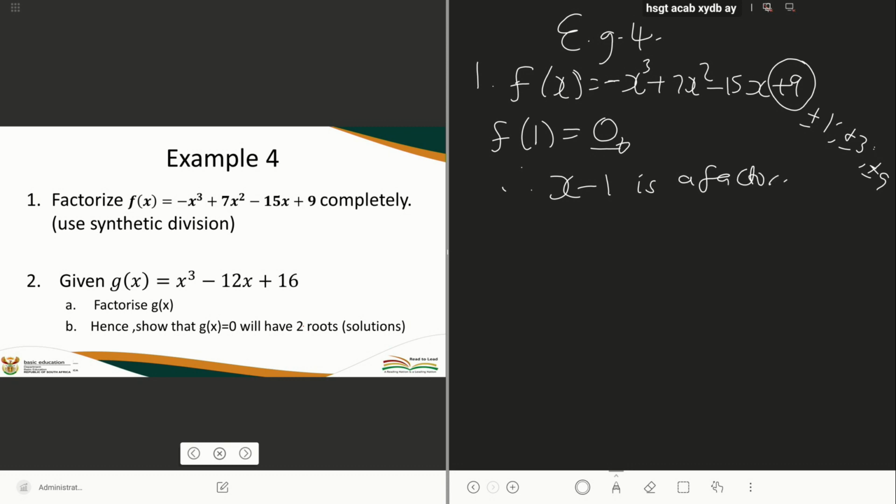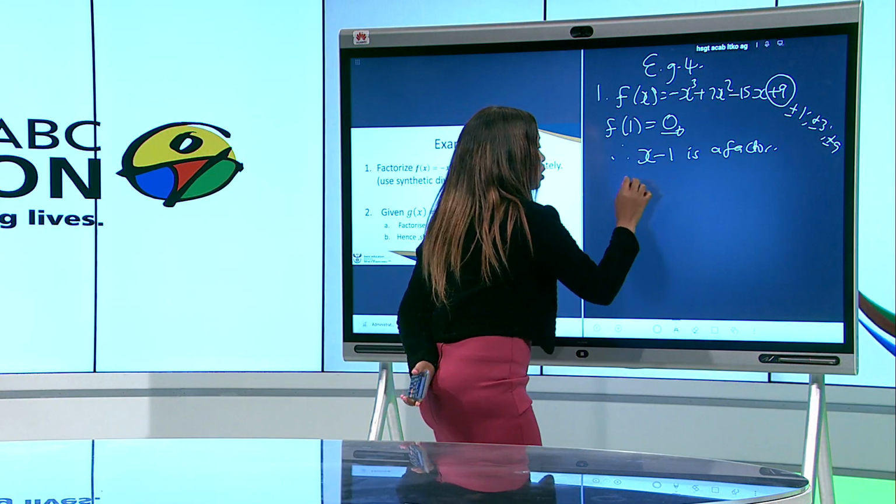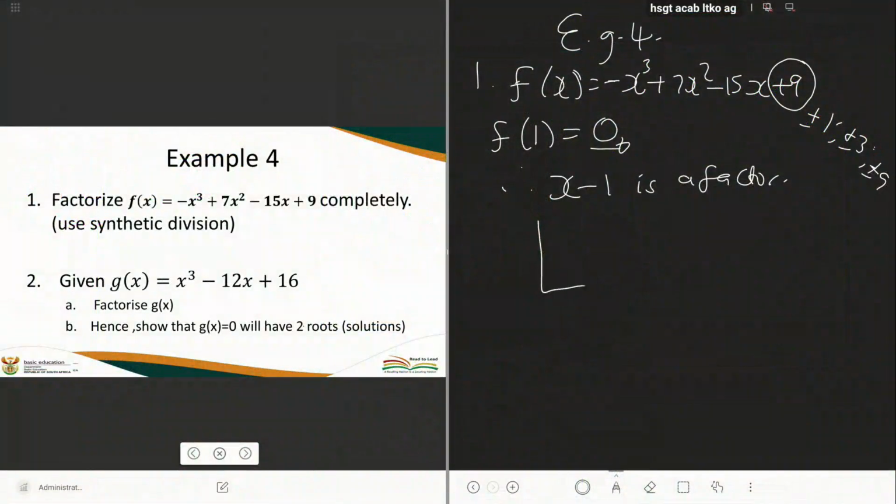Okay, remember guys, we are using the synthetic division method. So how do we use this method now? You're just going to draw the sign. Looking at your factor now, your factor is x minus 1. Now you need to make sure that you write the inverse of the negative sign. Let's switch the sign from negative to be positive.